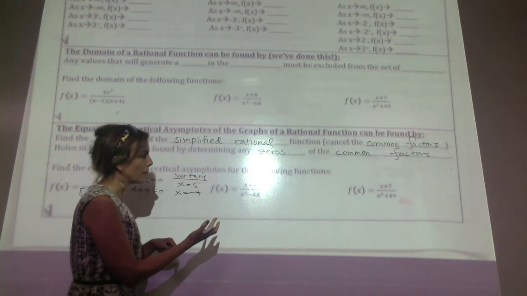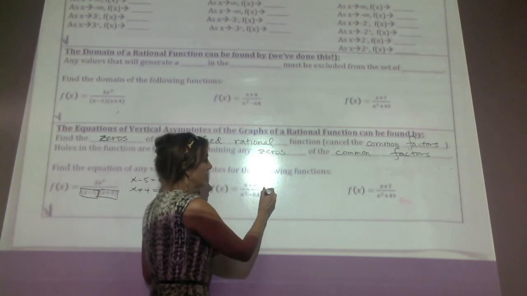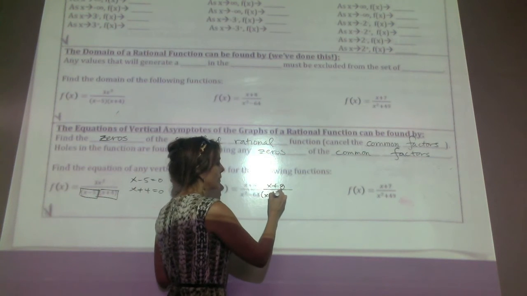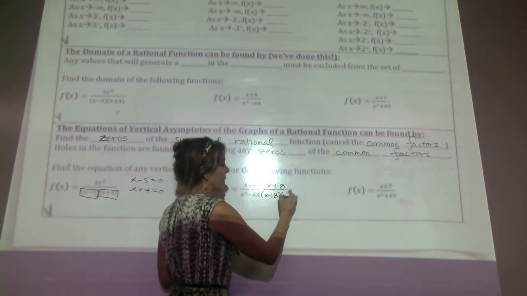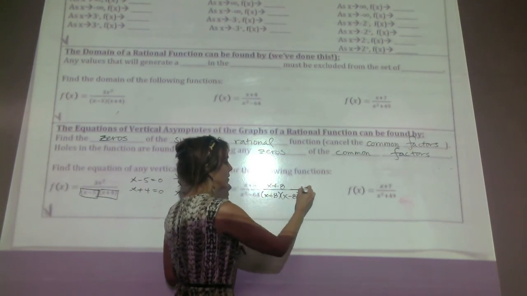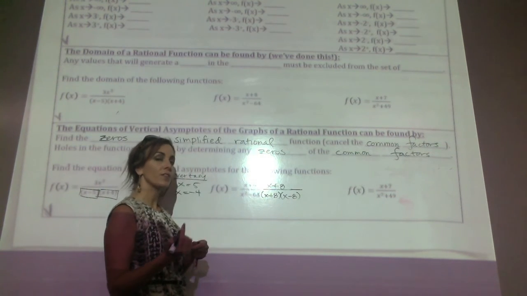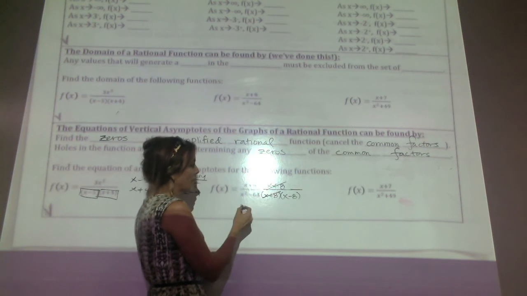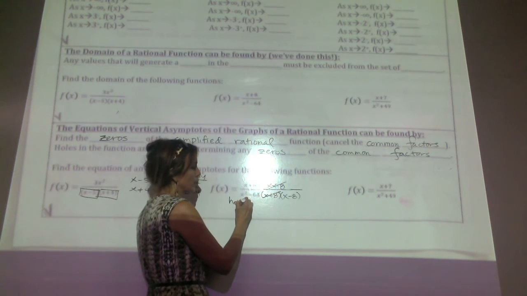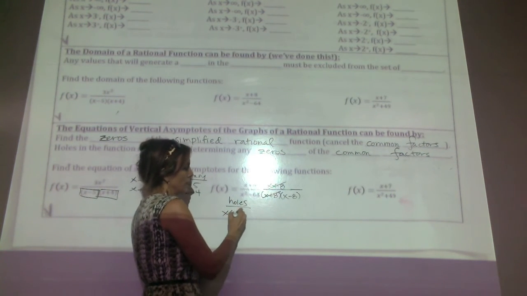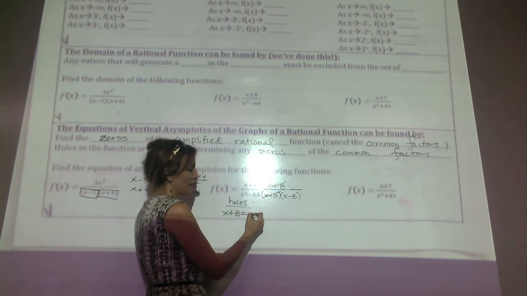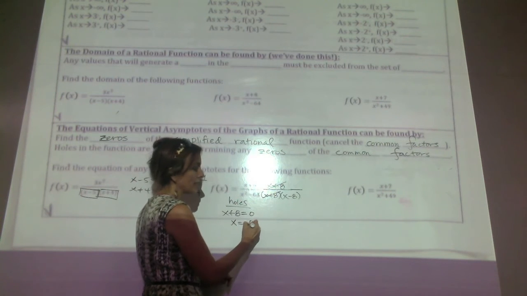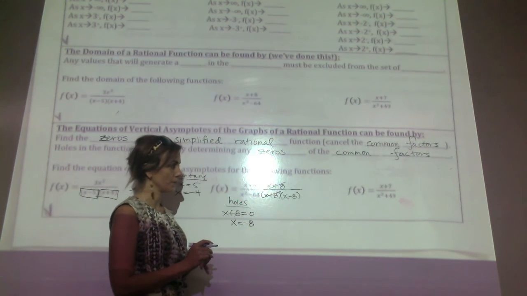Over here, remember that when we factored this, it ended up being x plus 8 over the product of x plus 8 times x minus 8. All right then, well, first find those common factors. Here are our common factors, right? If I take that and set it equal to 0, that will generate the x value where we see a hole. So at x equals negative 8, there's a hole in that function.